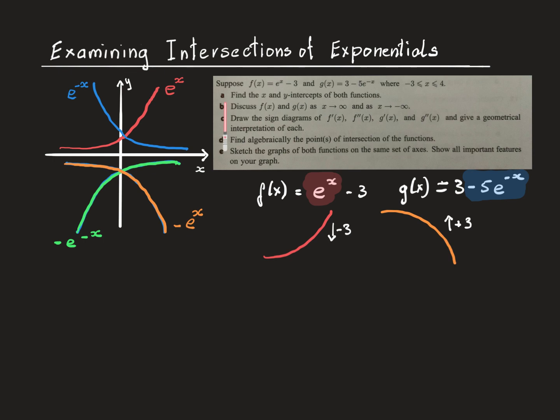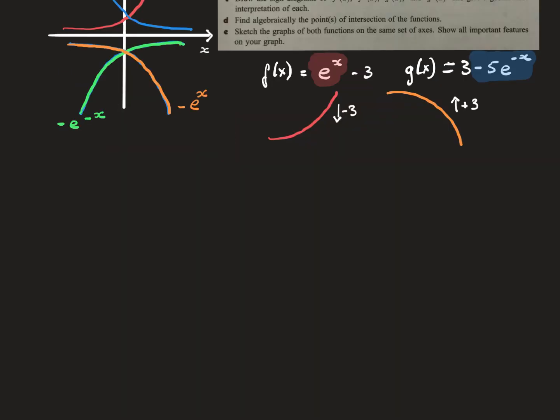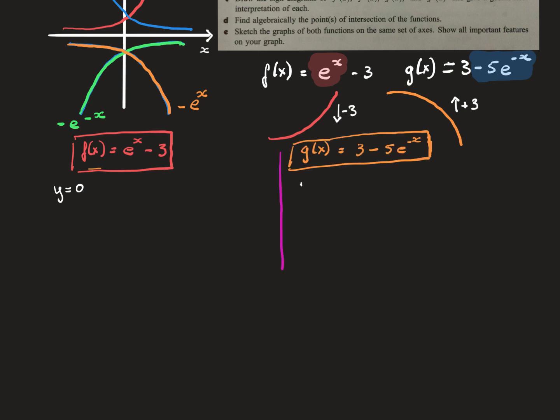Initially, we're just asked to look for the x and y intercepts of both functions individually. To find the x-intercept, this only happens when y is equal to 0. So I'm going to write y equal to 0 on both sides. That means that 0 is equal to e^x - 3. Work this through, which means that e^x is equal to 3.